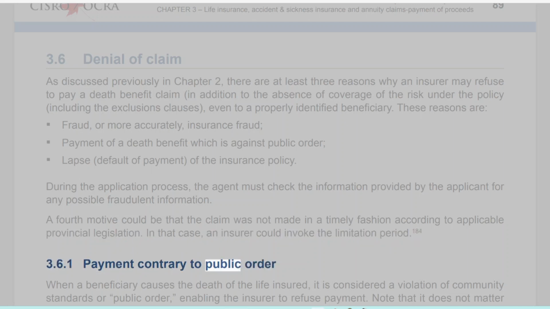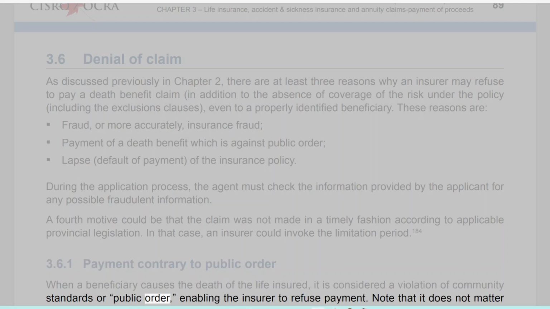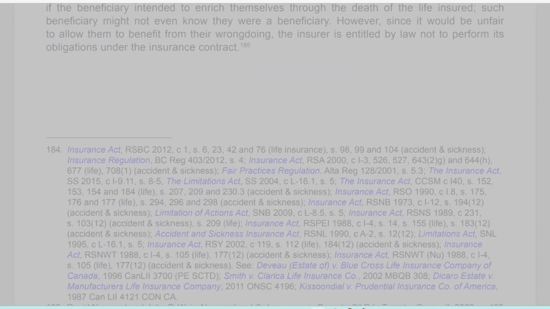3.6.1 Payment contrary to public order. When a beneficiary causes the death of the life insured, it is considered a violation of community standards or public order, enabling the insurer to refuse payment. Note that it does not matter if the beneficiary intended to enrich themselves through the death of the life insured, such beneficiary might not even know they were a beneficiary. However, since it would be unfair to allow them to benefit from their wrongdoing, the insurer is entitled by law not to perform its obligations under the insurance contract. 185.